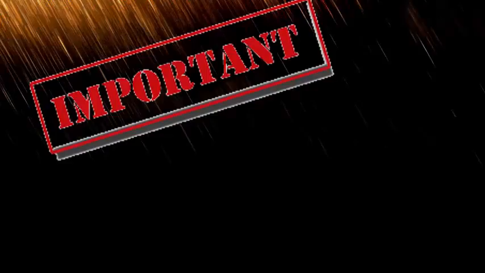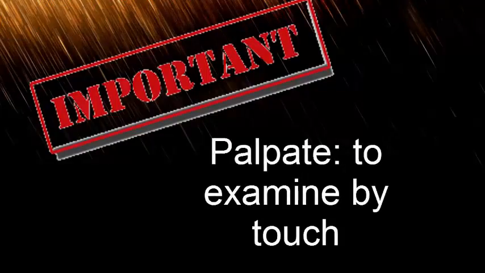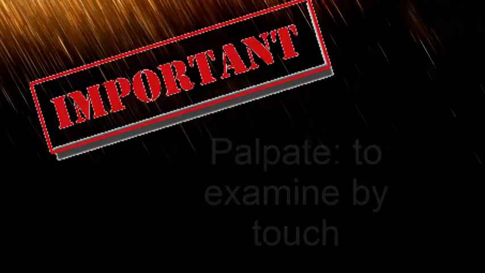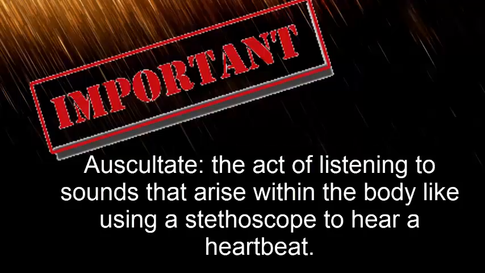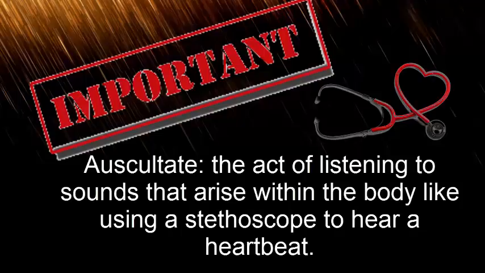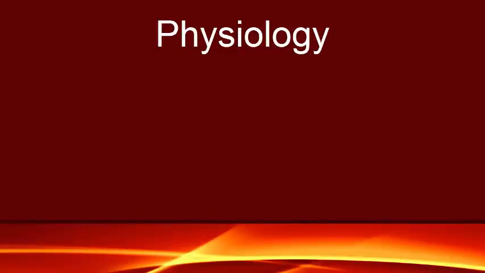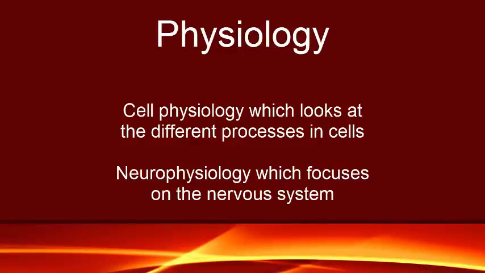Important terms to know. Palpate, which means to examine by touch. Auscultate, which is the act of listening to sounds that arise within the body, like using a stethoscope to hear a heartbeat. Some examples of different levels of physiology are cell physiology, which looks at different processes in cells, and neurophysiology, which focuses on the nervous system.